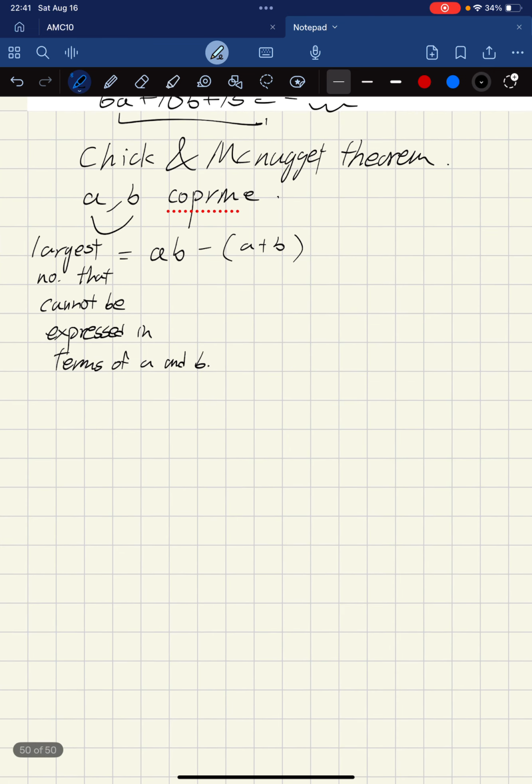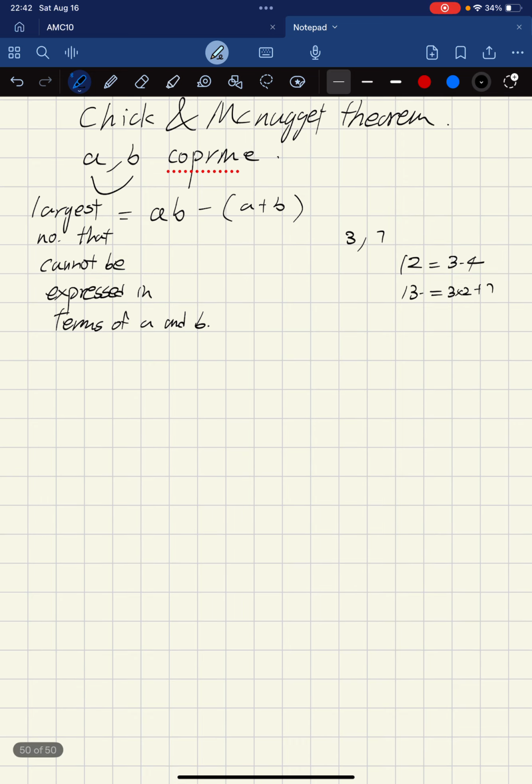So to give you an idea of how this looks, let's think of 3 and 7. What's the largest number that cannot be expressed in whatever way that you can do with 3 and 7? So for example, 12 I can represent as 3 times 4, right? 13 I can represent as 3 times 2 plus 7, right? And then 14. So what's it? We're trying to find the biggest number that cannot be expressed in terms of 3 and 7.